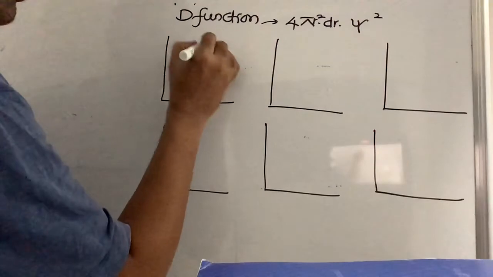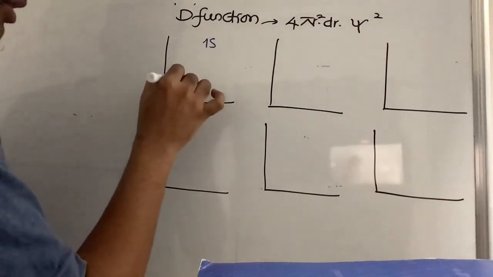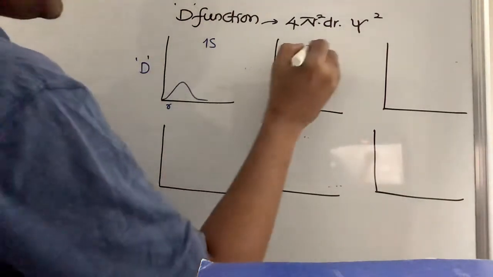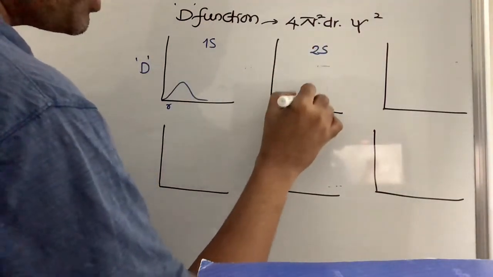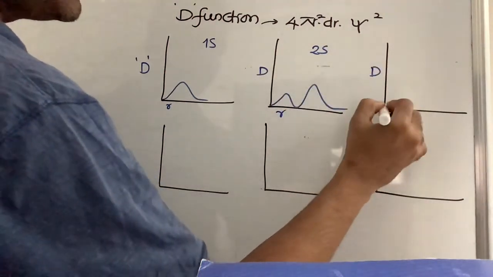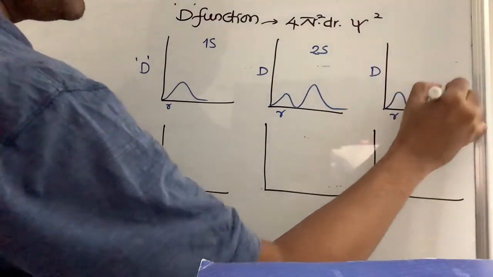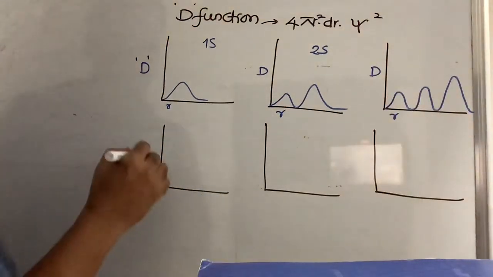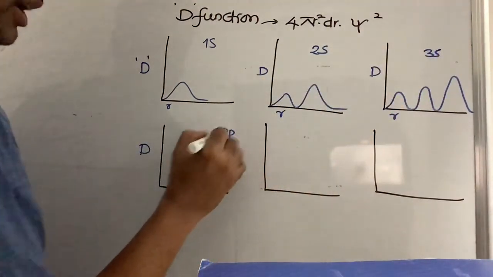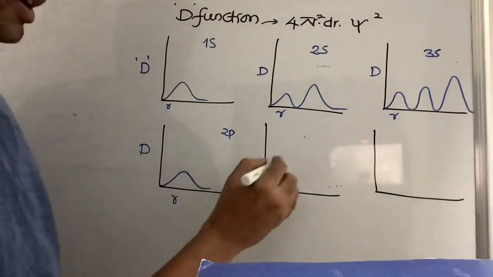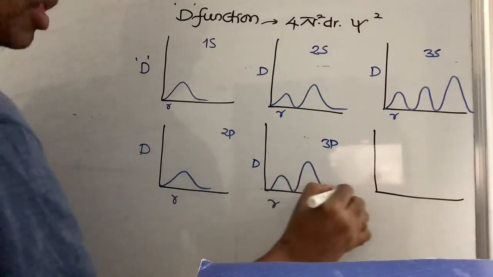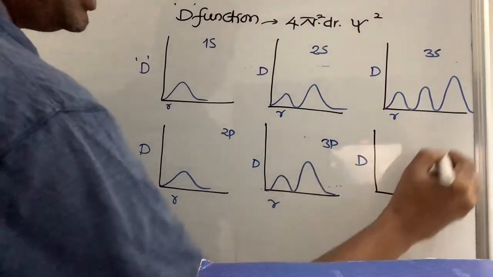For 1s orbital, the D function versus R graph. For 2s orbital, you can guess what happens here. This is the 3s orbital, this is for 2p orbital, this is for 3p orbital, D versus R, and this is for 3d orbital.